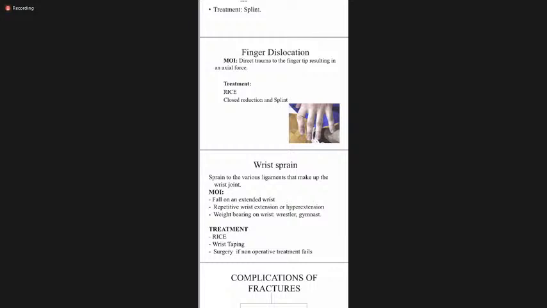But if the crookedness or deformity is actually acute and traumatic in nature, then you just do the closed reduction with the splint. Yes, exactly. Okay.